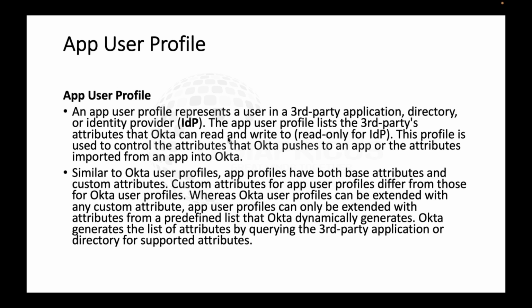It basically represents a user in the third party application directory or an identity provider. The app user profile lists the third party's attributes that Okta can read or write. This profile is used to control the attributes that Okta pushes to an app or the attributes imported from an app into Okta. So what we are trying to say over here is that an application user profile is a representation of a user in a third party application.